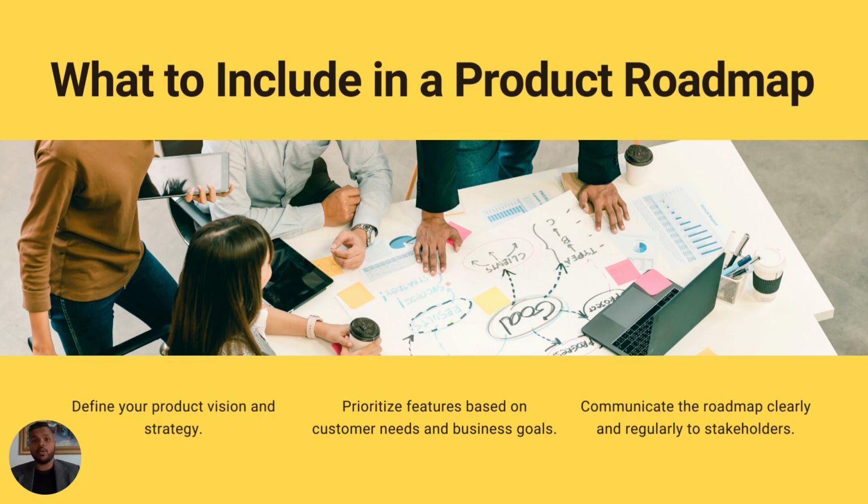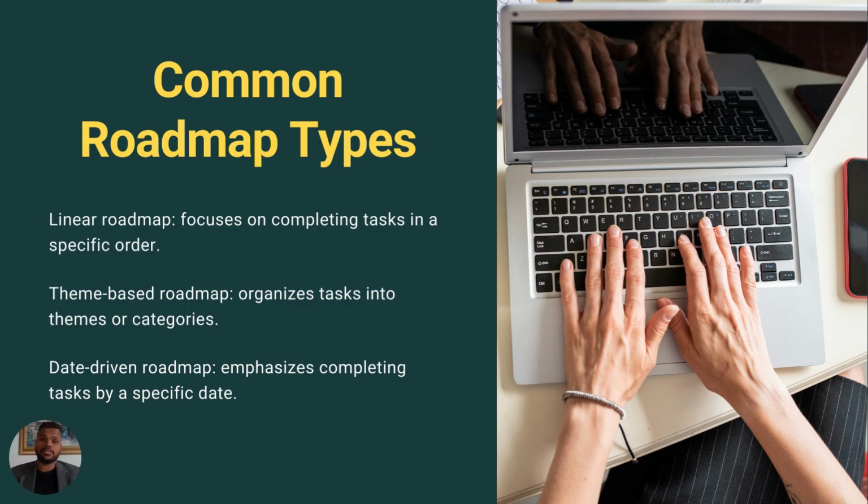Now let's take a quick look into what are the common types of product roadmaps. Again, three is that magic number. Usually I've seen these three types, and if there are any other types of product roadmap that you have seen, feel free to comment and let us know and have a discussion. So the three top types of roadmaps are: number one, a linear roadmap. This focuses more on completing tasks in a specific order.